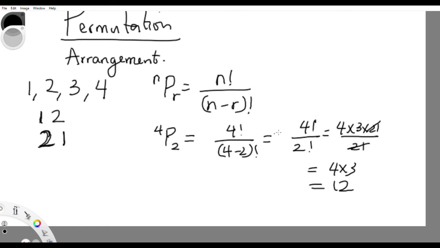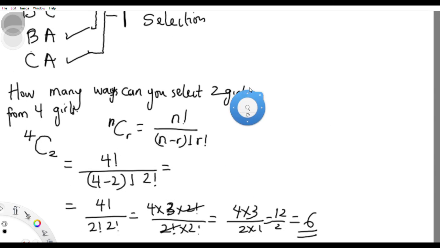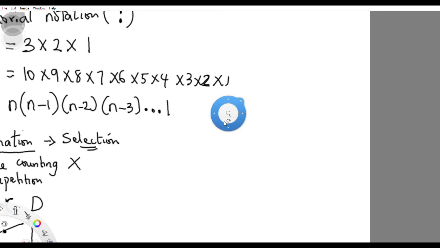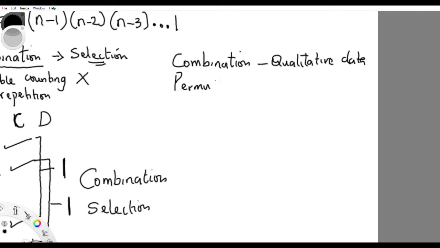Permutation deals with arrangement, combination deals with selection. And a very good way to understand permutation and combination is that combination focuses more on qualitative data, stuff that is not really quantitative. You are not really dealing with the quantitative value, but permutation deals with quantitative data.